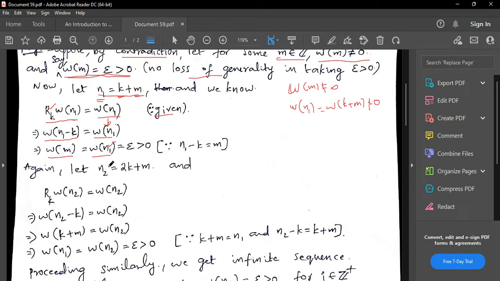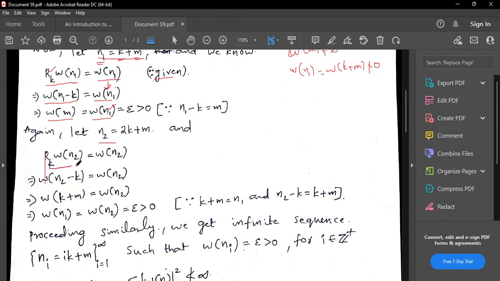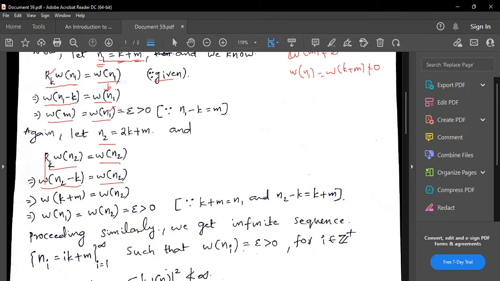Then again we will produce n2 such that, with the same calculations, Rkw of n2 is equal to w of n2, given, and our definition of Rk gives w of n2 minus k, w of n2.